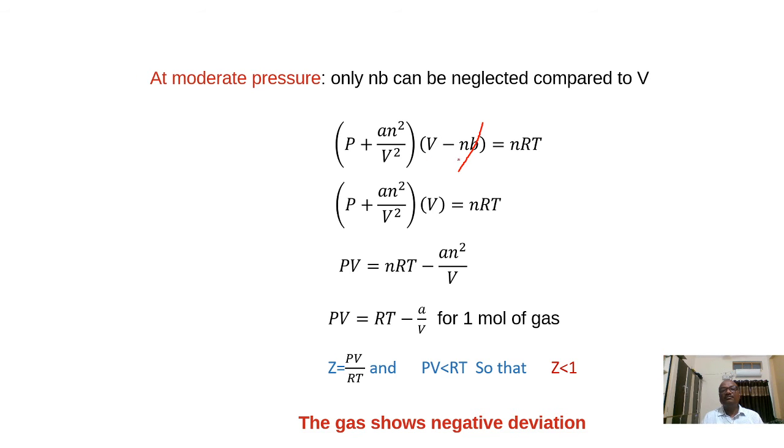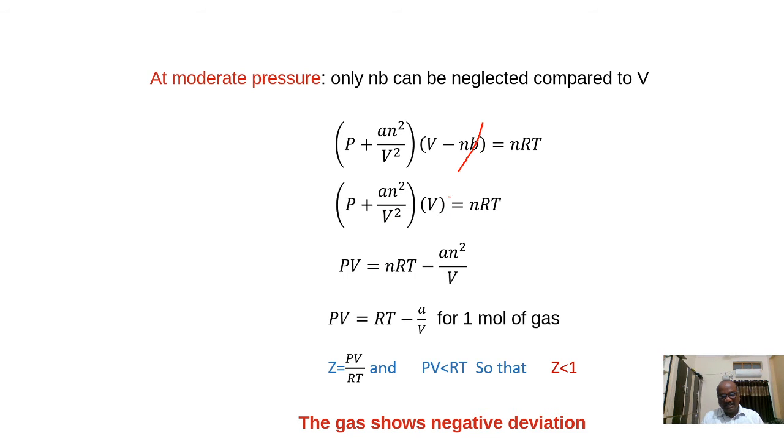Compared to V, nb will be small. That's why this can be neglected. When this is neglected, you see the remaining factor (P + an²/V²) into V is equal to nRT. Or you shift this an²/V after multiplying, you see P into V, PV, that is equal to nRT.